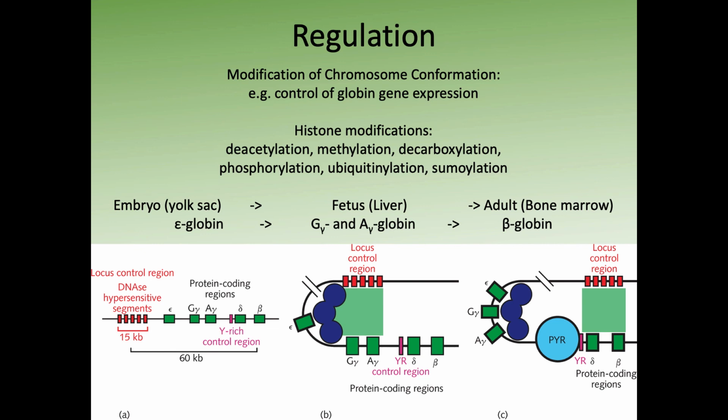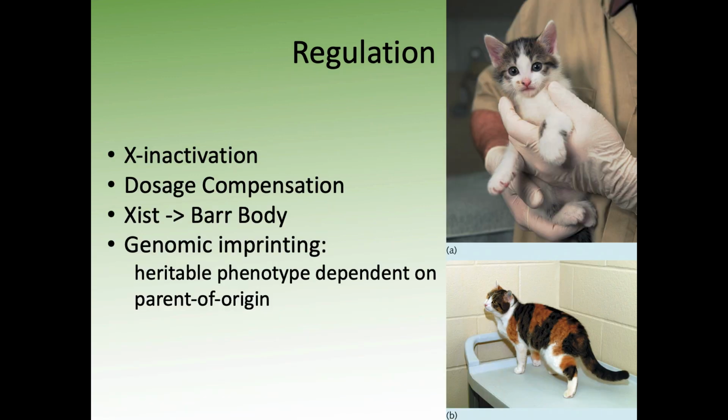So there are modifications you can make to histones. There are other modifications you make to the conformation of the chromosome. All these things can affect whether or not the region that you're targeting will be available for replication or transcription.